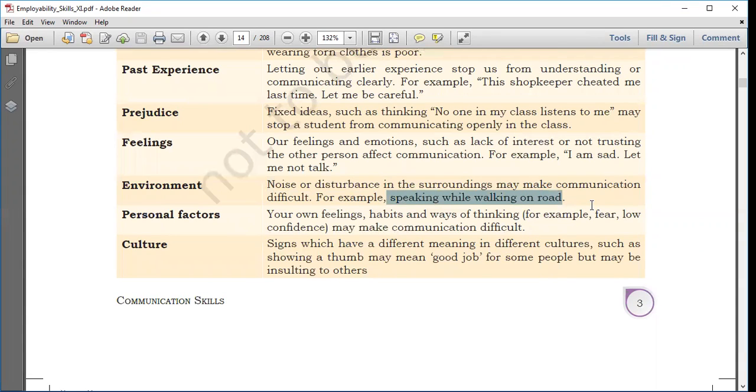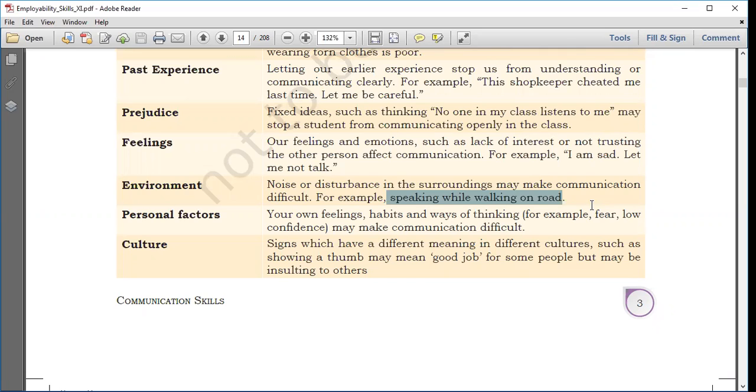Then some personal factors can also affect your communication: your own feelings, your habits, your way of thinking. Like you have fear, your confidence is low, so that also affects the communication. Like you are not confident to speak, so you will not be able to communicate properly. Even if you know everything, right? अगर आपको ग्रुप से बात करनी है, उनको बोलना है something, you have to give a lecture kind of thing. If you're not confident, you will not be able to deliver it properly.